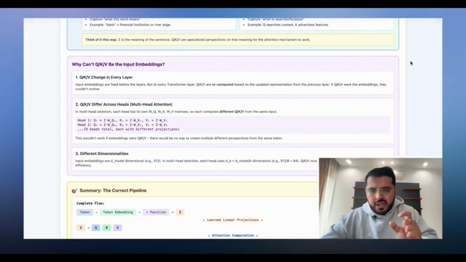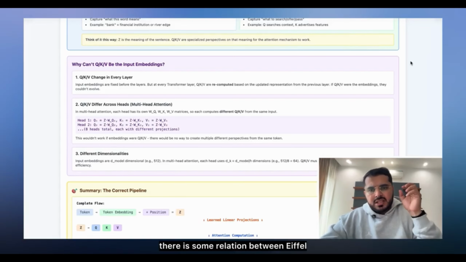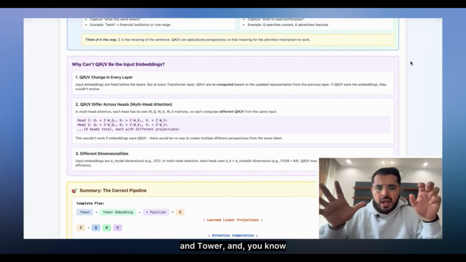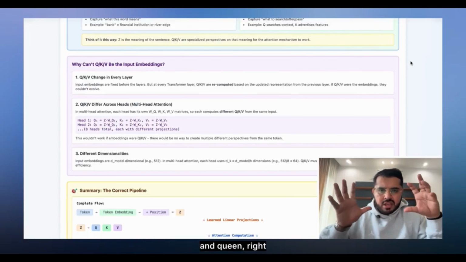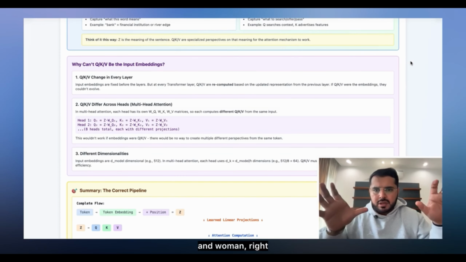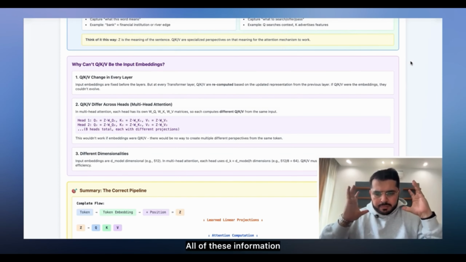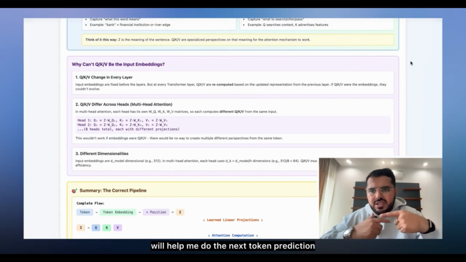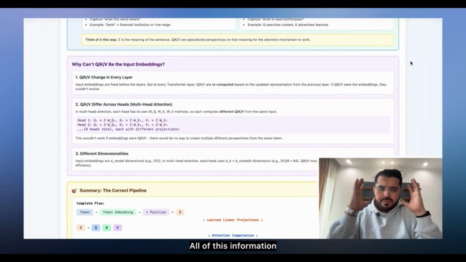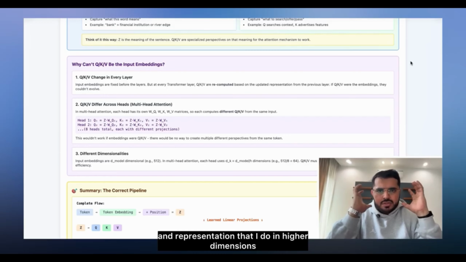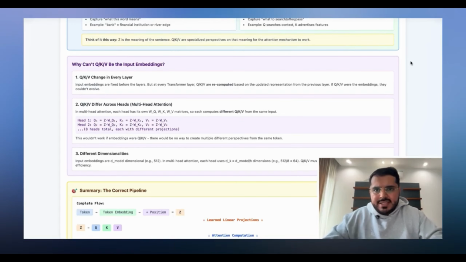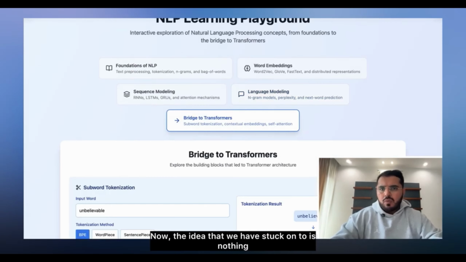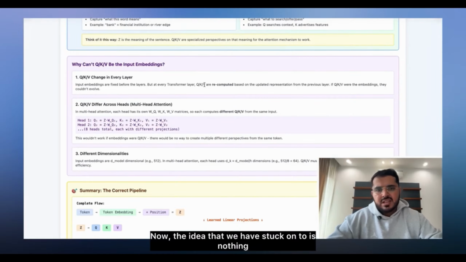The quantifiable metric that tells me that there is some relation between Eiffel and Tower, and they are used in the same context. That there is some relationship between king and queen, right? That there is some relationship between man and woman, right? All of this information, all of this representation will help me do the next token prediction. All of this information and representation that I build in higher dimensions of my language will help me produce quality embeddings that I might use for my machine translation. The idea that we have stuck on to is nothing but attention.